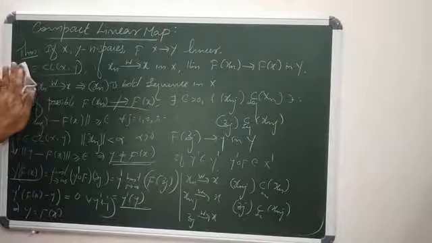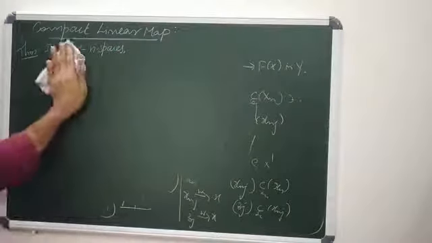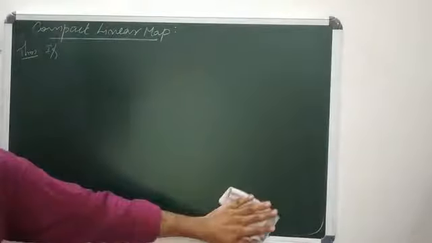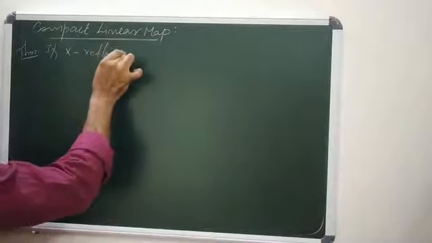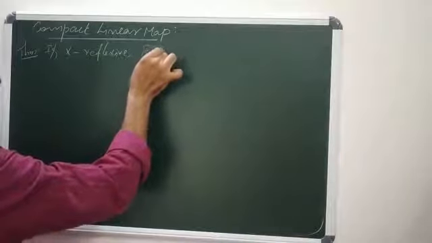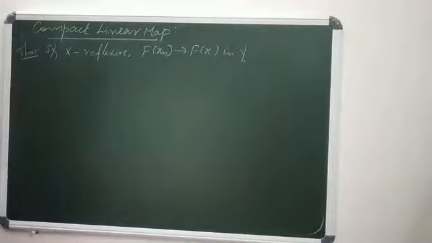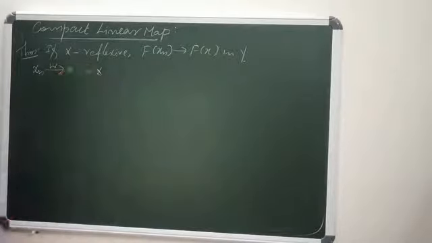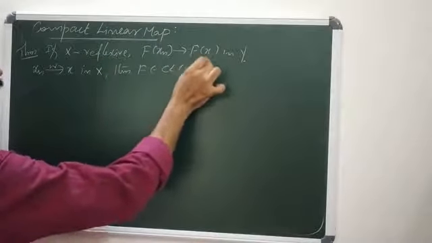And also, another result holds there. Suppose X and Y are normed linear spaces. If X is reflexive, we know what is reflexivity. If X is reflexive, f of x_n then goes to f of x in Y whenever x_n weakly converges to x in X, then f is in CL(X,Y). This is another result. f is in CL(X,Y).